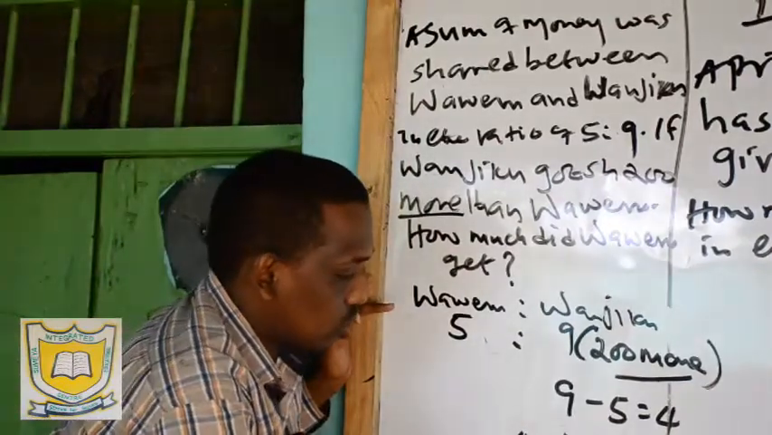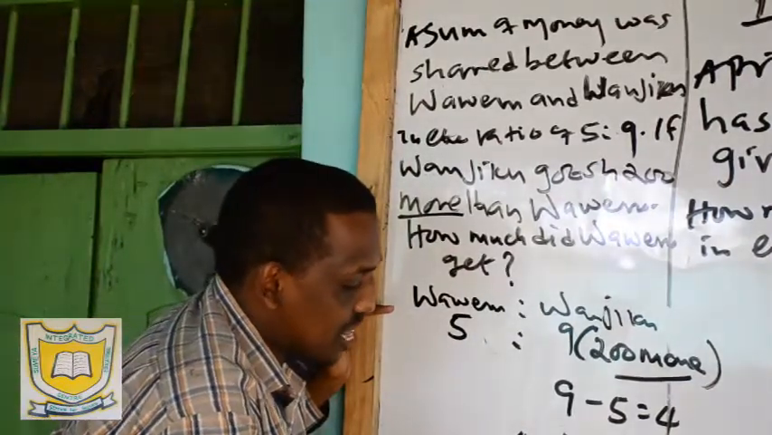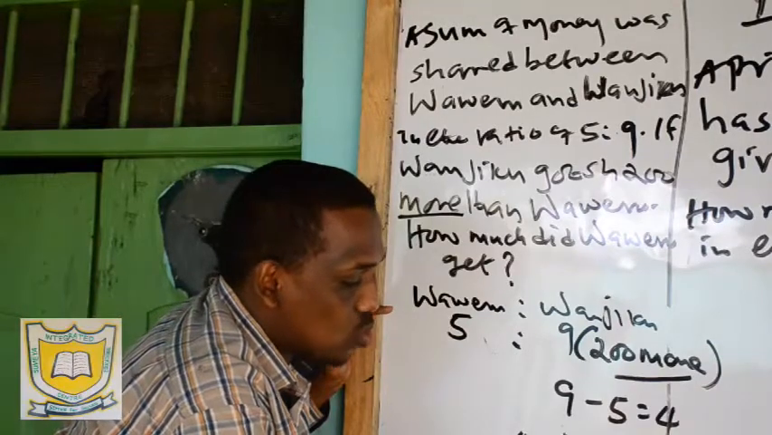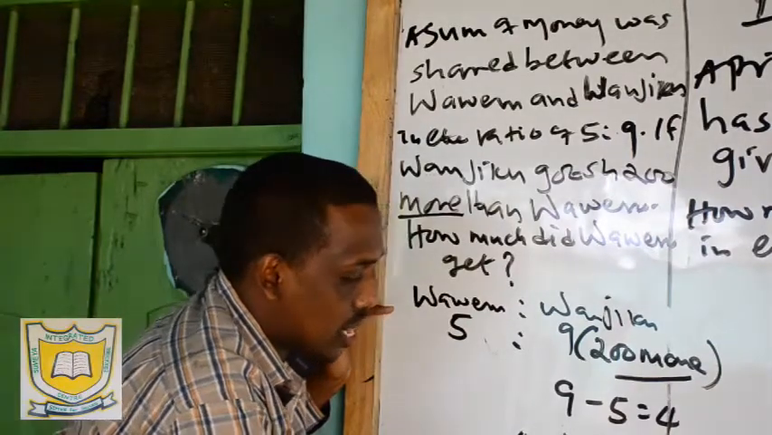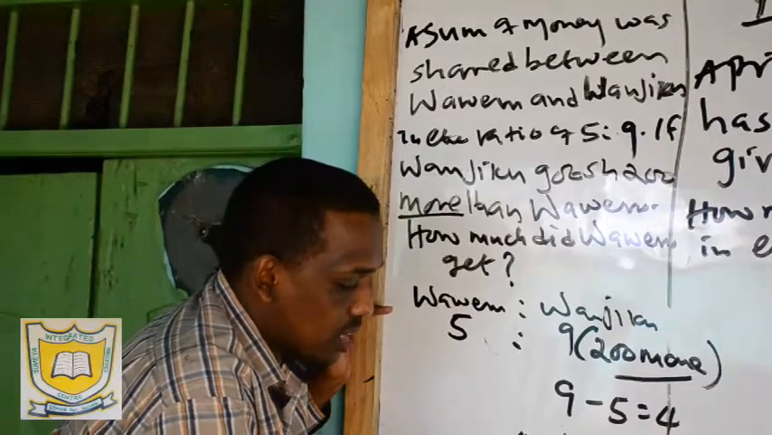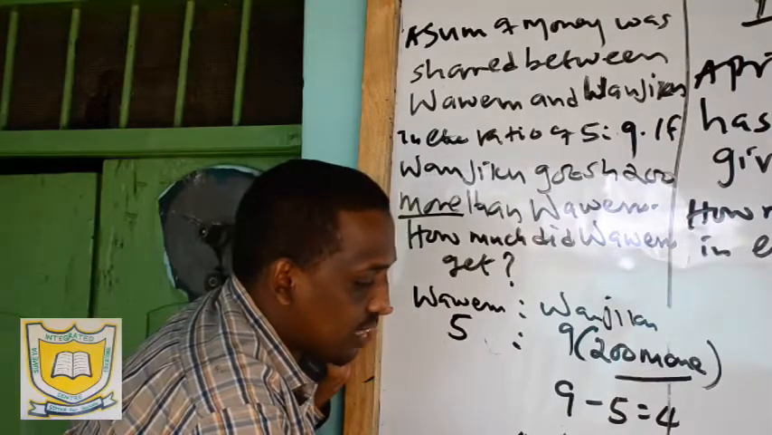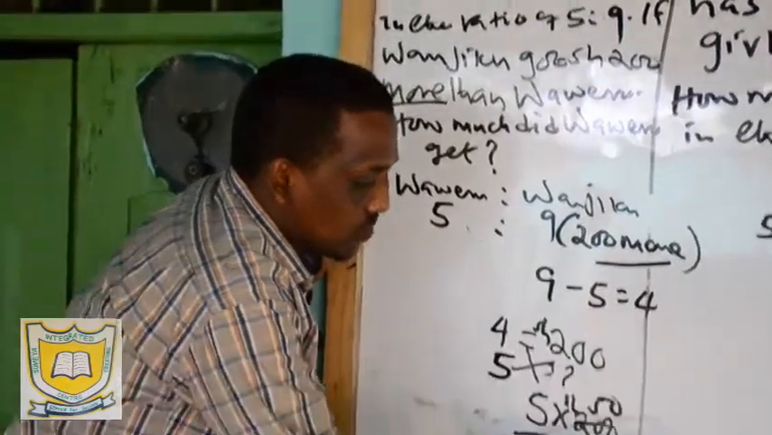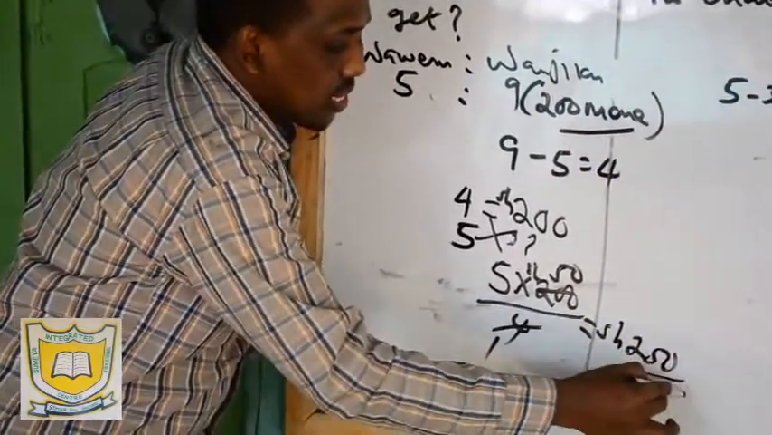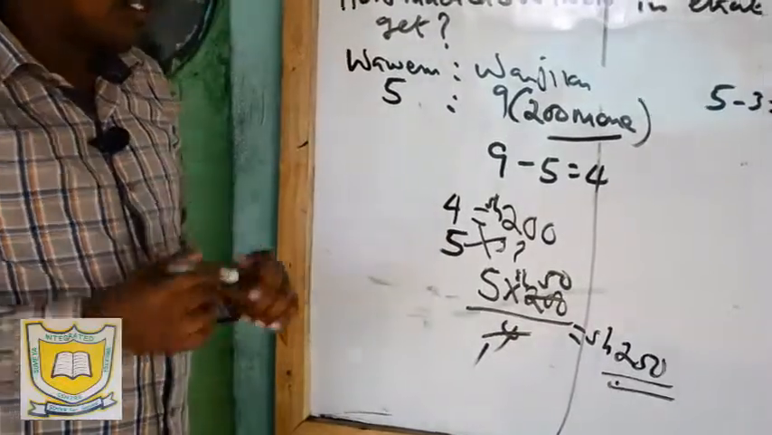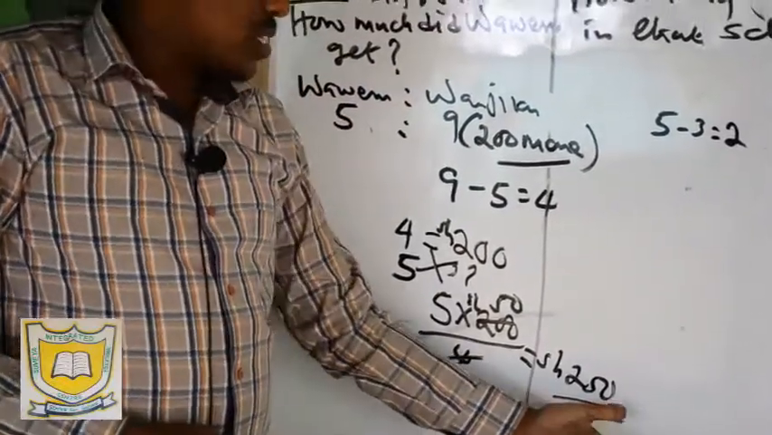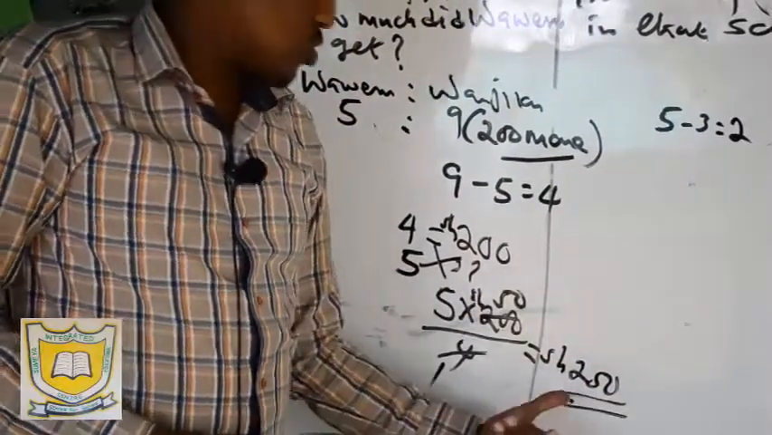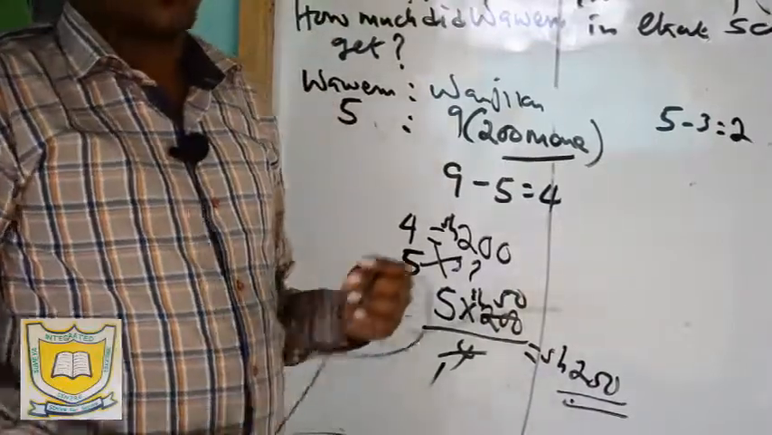5. Cross multiply. So we say 5 multiplied by 200 shillings, over 4; by 4, 1; by 4, 5, 0. So multiply now. When you multiply, you will get shillings 250. And the other one is 200 shillings more, so the other one will be 450. So this one is shillings 250.